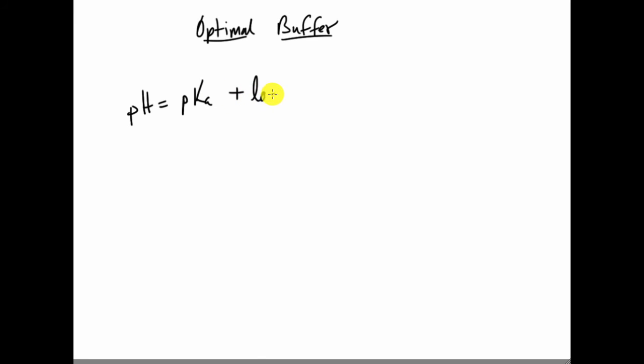Last thing I'm going to talk about is what's called an optimal buffer. So pH is equal to the pKa plus the log of the conjugate base over the acid. This is always going to be your base, by the way. The top one is always the base, the bottom one is always the acid.